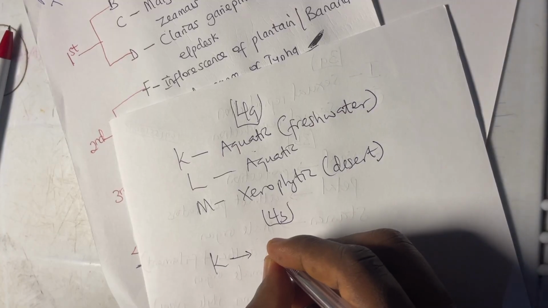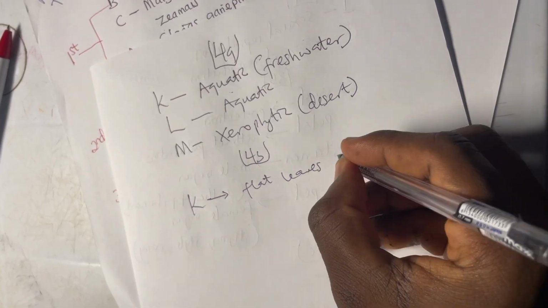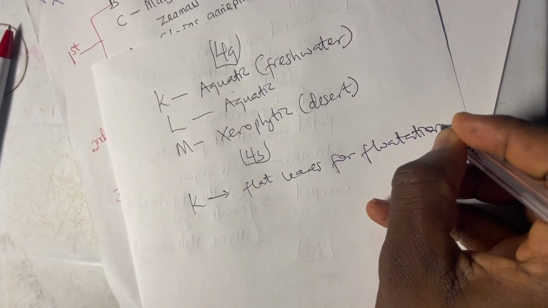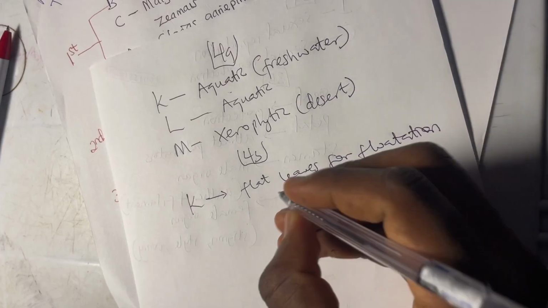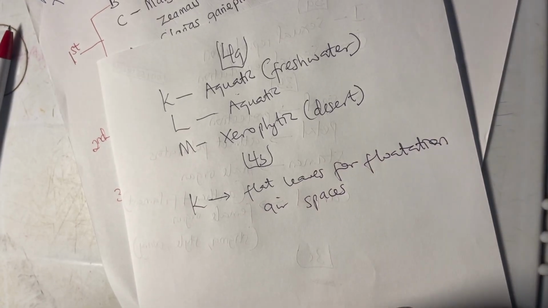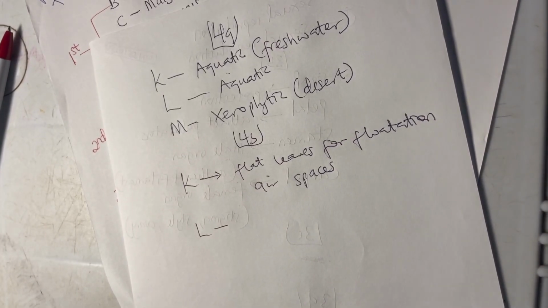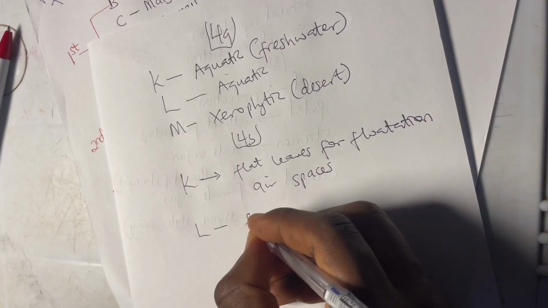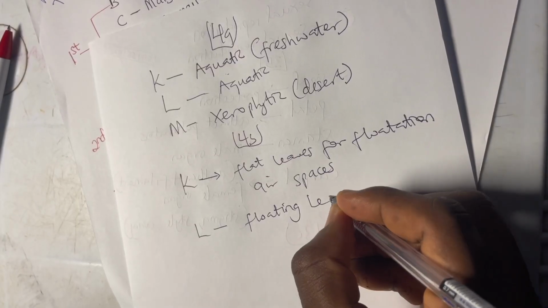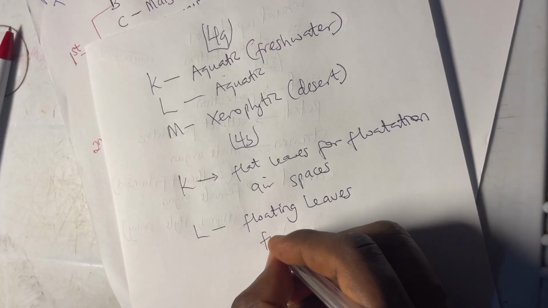K has flat leaves for flotation, and it also has airspaces. So that's it. What about L? L has floating leaves, and it also has fibrous roots.